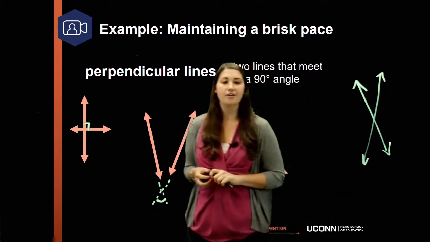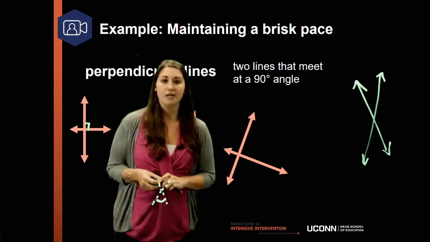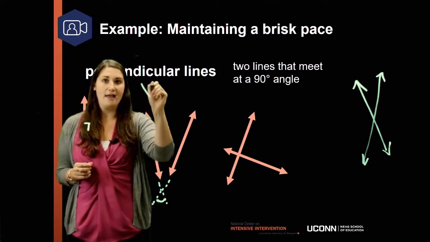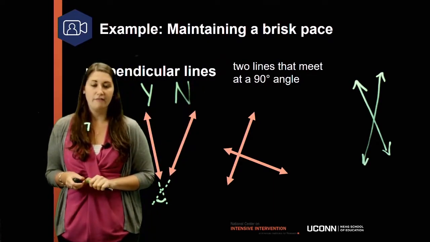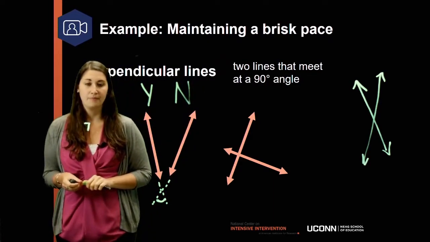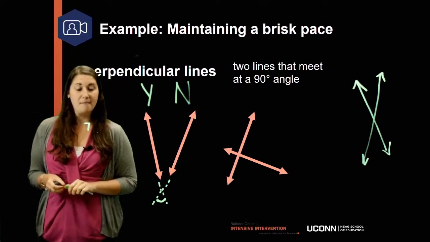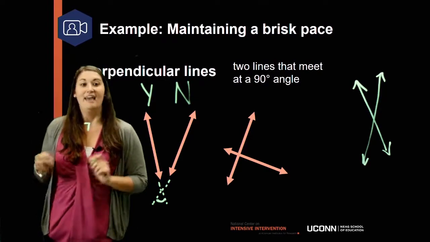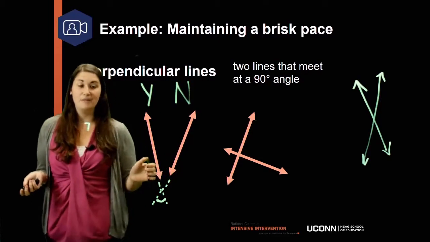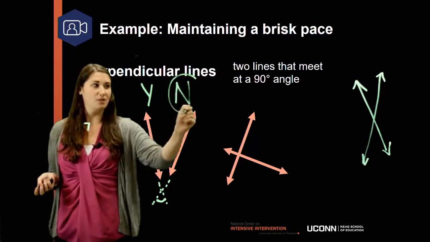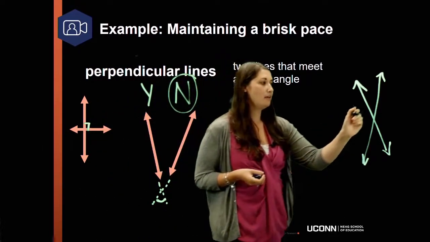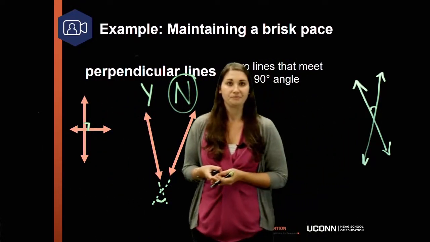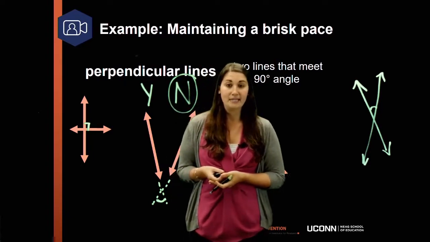Go ahead and write on your whiteboard whether or not you think these lines are perpendicular. Write a Y if you think they are for yes, and an N if you think they're not for no. On the count of 3, show me your whiteboards. Excellent. Everyone said that they're not perpendicular lines, so you should have written an N on your whiteboard because these lines do not meet at a 90-degree angle. So they are not perpendicular.